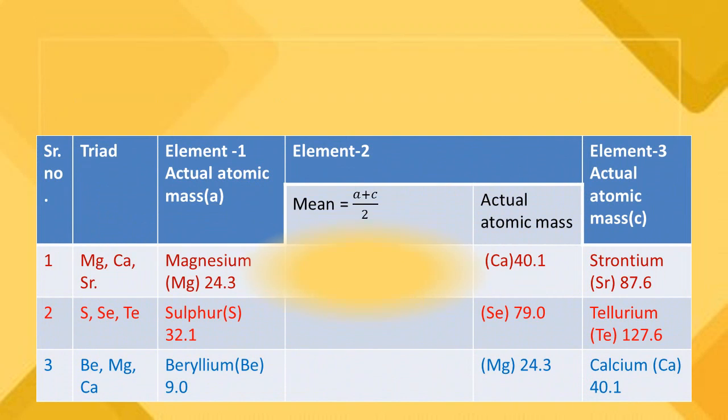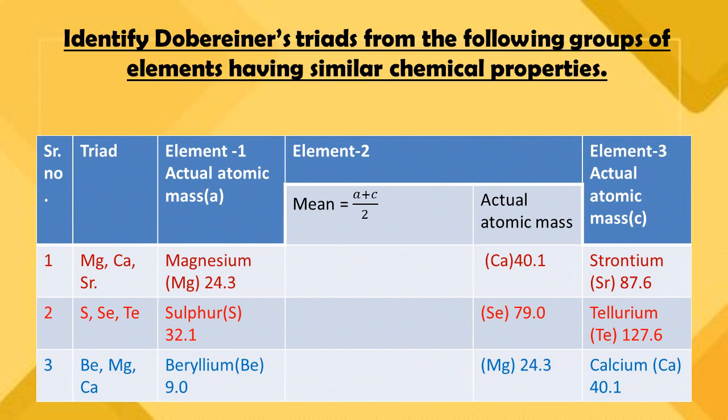Alright, now here one question is given to us in our textbook. Identify Dobereiner's triads from the following groups of elements having similar chemical properties. The first example is magnesium, calcium and strontium. Students, calcium is the middle element, and magnesium and strontium are element 1 and element 3. We have to check whether the atomic mass of the middle element is equal to the mean of the atomic masses of the other two elements. If it is equal, then it is a Dobereiner's triad, and if it is not, then it is not an example of Dobereiner's triads.